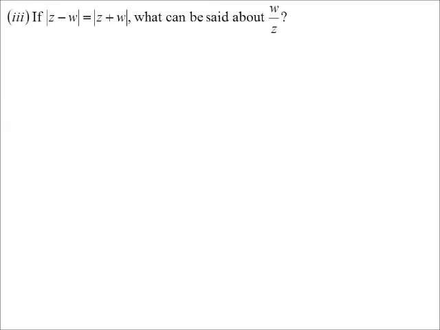But then they made it even more interesting. Let's imagine that the length of the vector z minus w, so one diagonal, is equal to the length of the other diagonal. What can be said about w divided by z? If the diagonals are equal, we know it's a parallelogram, what can we now say the shape is? Anyone got an answer? A rectangle, fantastic. That's excellent. So we know, therefore, the shape is a rectangle.